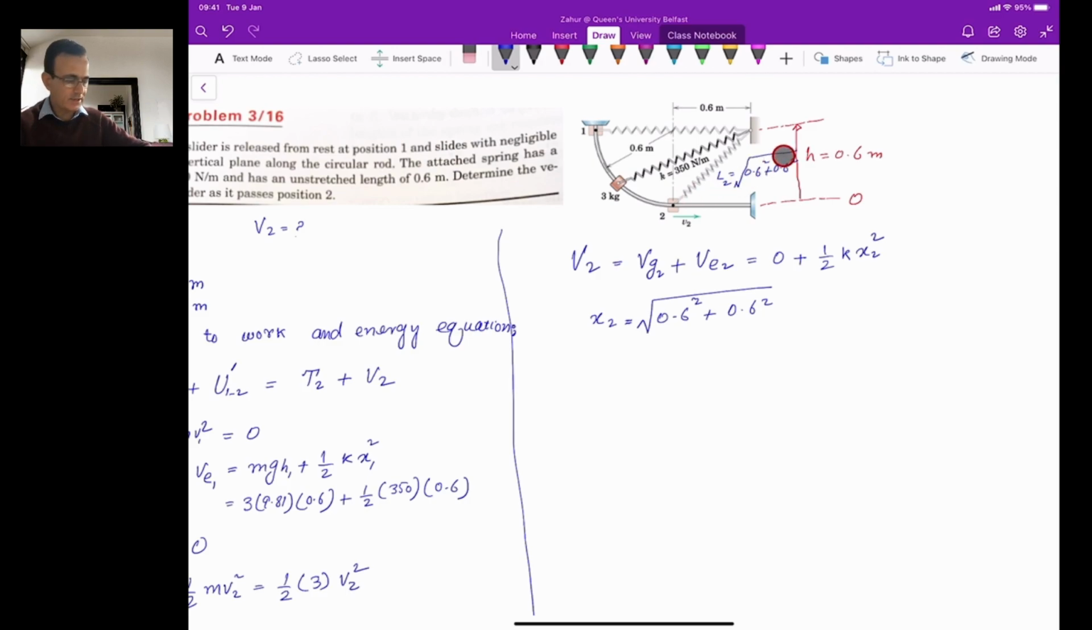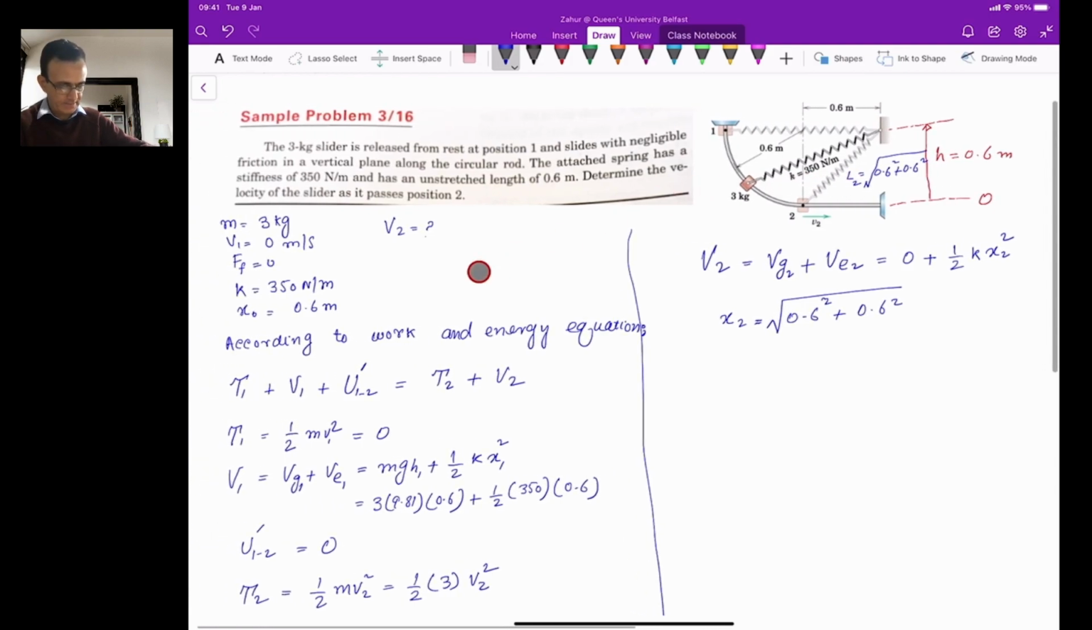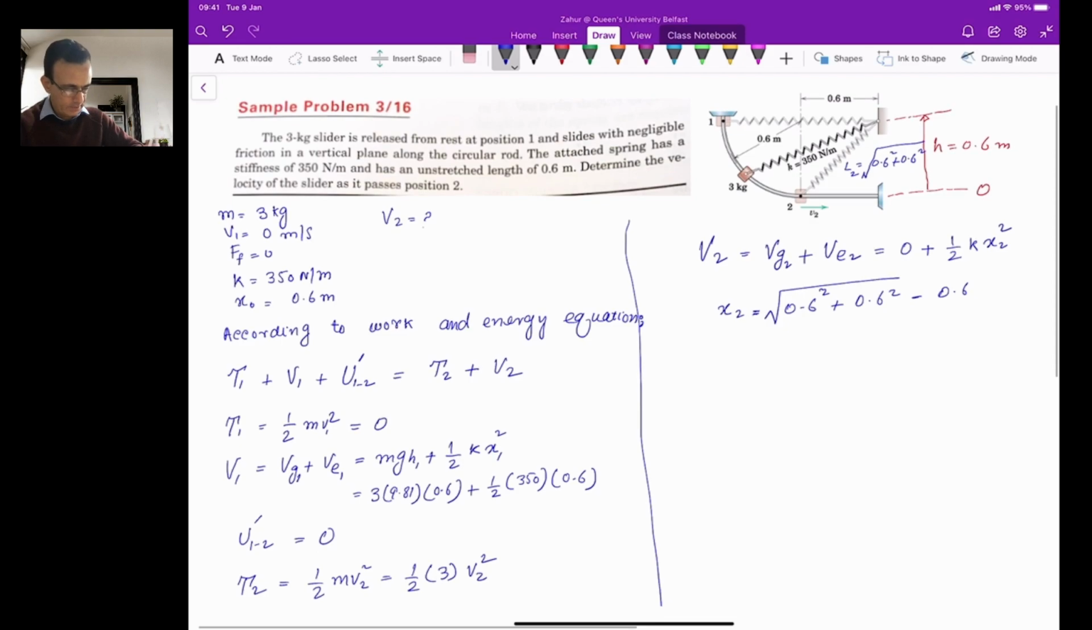But this is not x2. To calculate x2, you will need to subtract x naught here, which is again 0.6. So this is the x2 at location 2. So then V2 will become equal to half into 350, and into this value here, so the square root of 0.6 square plus 0.6 square, minus 0.6, whole squared.